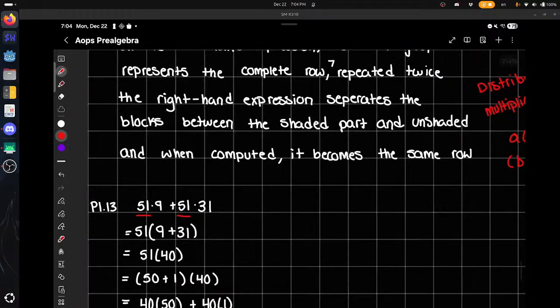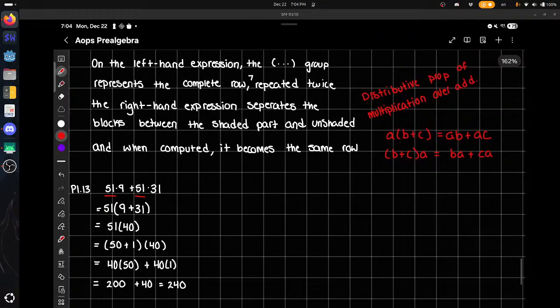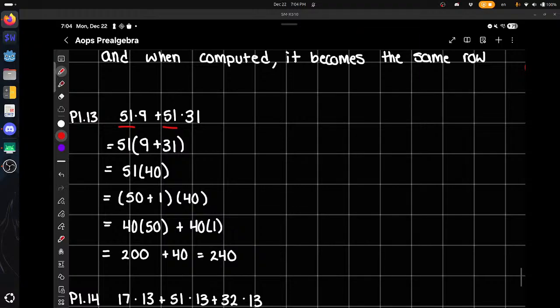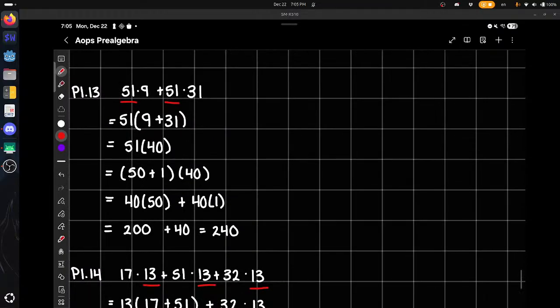So now we're going to see the distributive property of multiplication over addition in detail. So we're going to the next problem. So separating, beautiful. We can use the distributive property. Yep, that's what we did. And we got 40, which we then said, oh, that's too hard to multiply. So we broke 50 into 50 plus 1. And then we multiplied that by 40. So we distributed the 40. We got 200 plus 40.